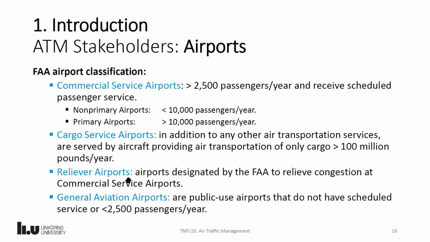They also have reliever airports, which are designed to relieve congestion on other airports if necessary. And they also have the last classification, which is for small airports, which is the general aviation airports, which include those airports that have less than 2,500 passengers per year.